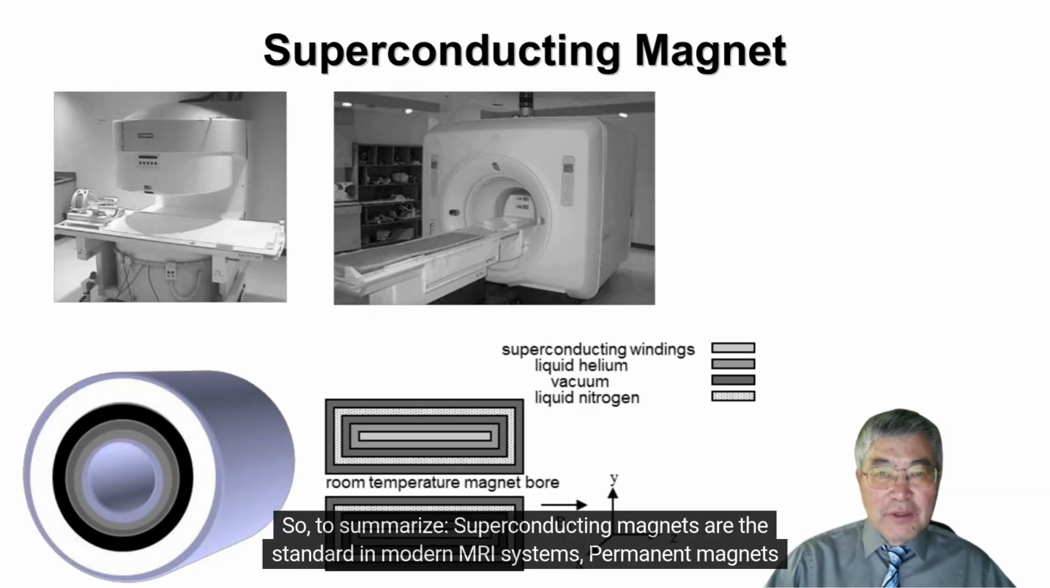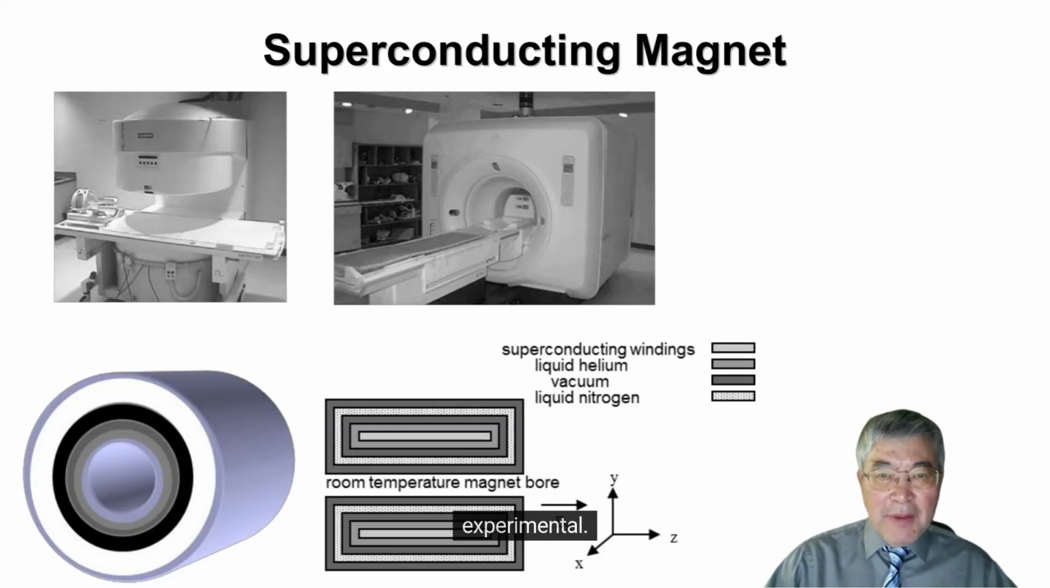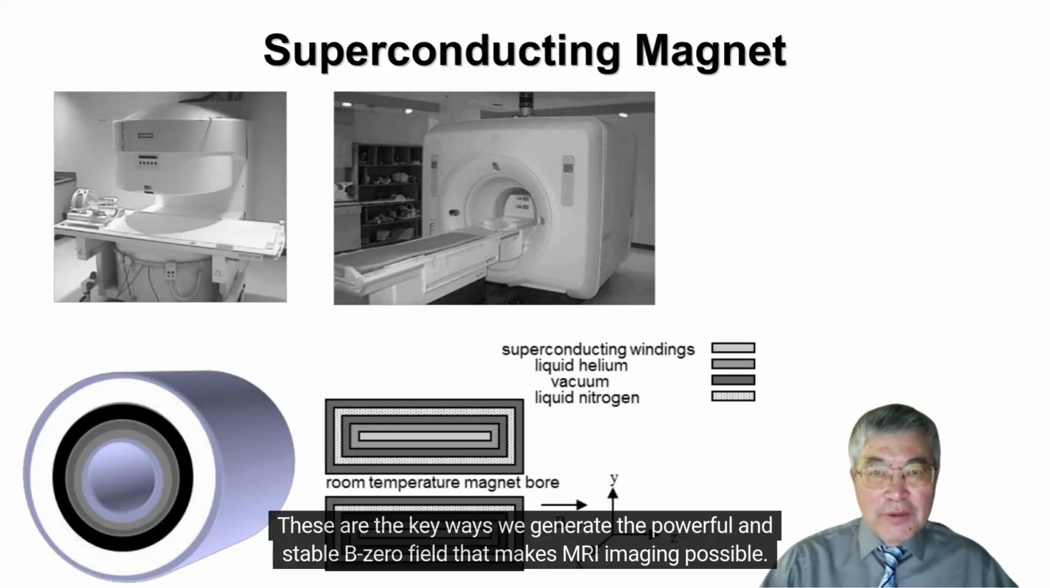So, to summarize, superconducting magnets are the standard in modern MRI systems, permanent magnets are used for low-field or open designs, and resistive magnets using copper coils are mostly historical or experimental. These are the key ways we generate the powerful and stable B0 field that makes MRI imaging possible.